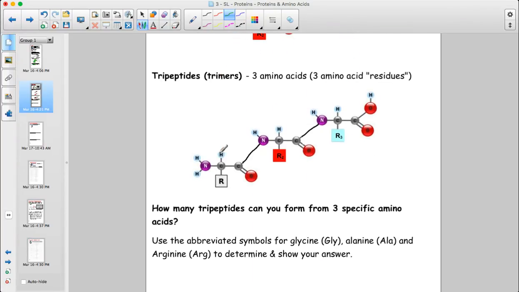In a tripeptide, that's what it sounds like. It's going to have 3 amino acids in it, and so there's going to be 2 peptide bonds, and you've got R1, and you've got R2, and you've got R3. So I'll put a little 1 there. That's really all there is to it.